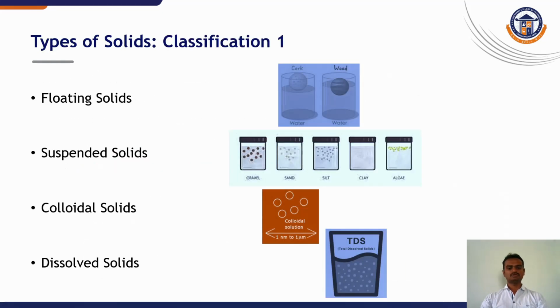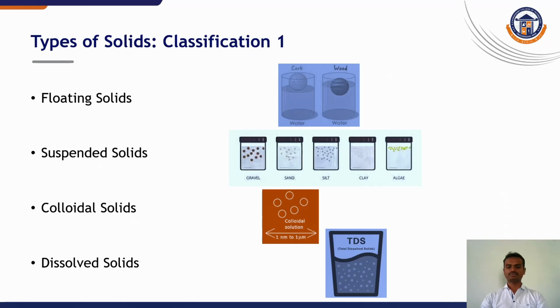And let's look at the first classification based on the physical order. Floating solids. These are all the visible particles that float on the surface of water or wastewater, like cork, wood, and plastics. And the suspended solids, the particles that are large enough to be filtered or settled out but not dissolved. For example, gravel, sand, silt, clay, algae, these are all called suspended solids.